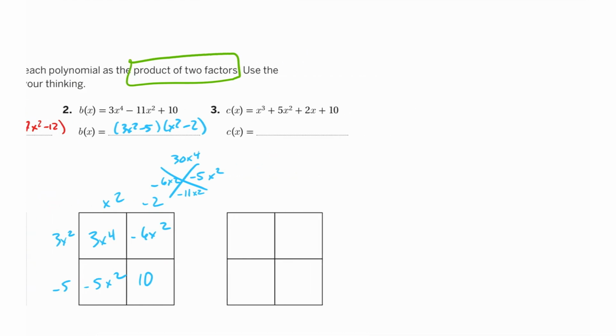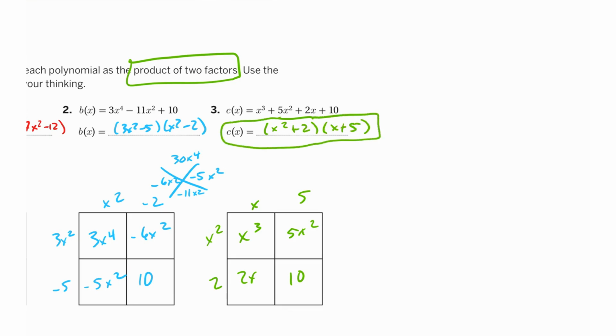For number 3, we have 4 terms, and I can still use the box here, because normally I have only 3 terms and I have to split that middle term up into 2, but here there actually are already 2 of them. So I can just put those 2 terms into these 2 boxes and start figuring out what goes where to multiply into these values. And this one actually does factor. Again, that box doesn't always work because the polynomial we're given isn't always factorable, but in this case we have one that works out nicely as x squared plus 2 and x plus 5.